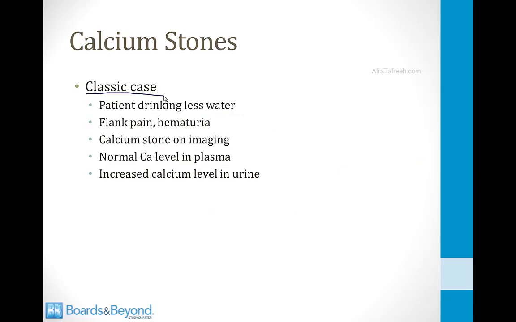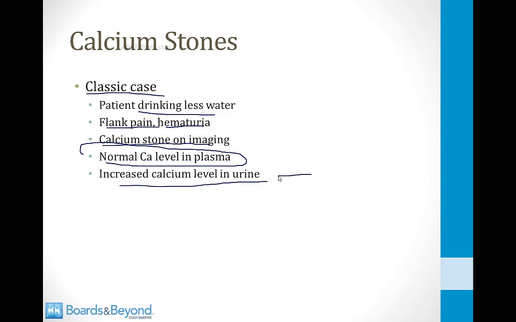So the classic case of a patient who has a calcium kidney stone is a patient who's drinking less water for any reason, or maybe they're outside on a very hot day and they're dehydrated. They develop flank pain and hematuria. On imaging, you can see a calcium stone, and they will have normal calcium levels in their blood, but they will have increased calcium levels in their urine because remember, the most common etiology is idiopathic hypercalciuria, which means high levels in the urine but not in the blood.